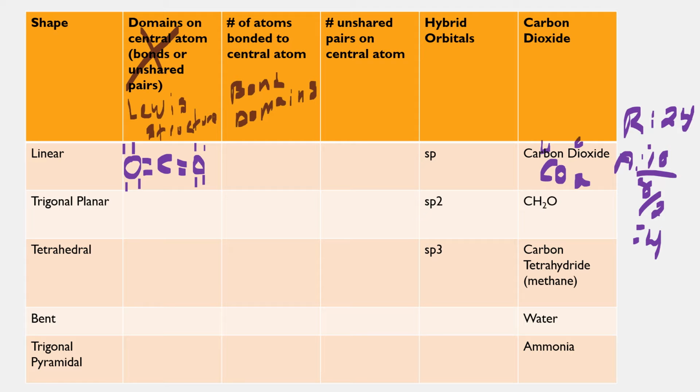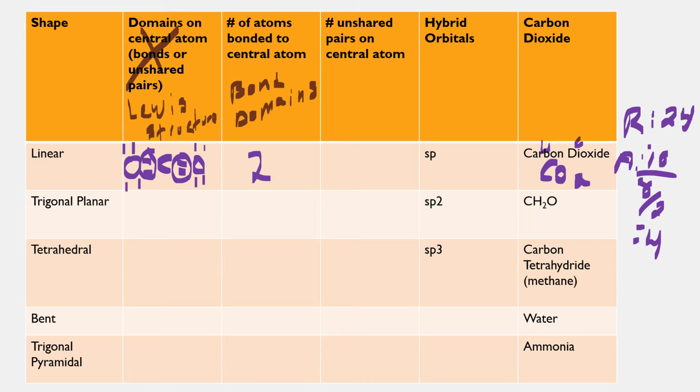All right, so we have one area here where there's a bond, or it's a double bond. It doesn't matter if it's single, double, or triple. That's just one domain. And we're only looking off of the central atom. Then we have another bonded area here. So what we have is 2 bonded domains.